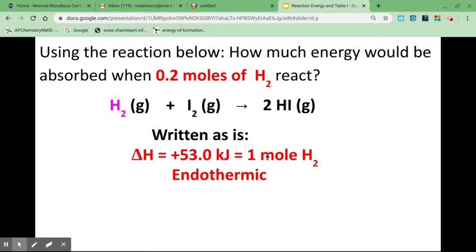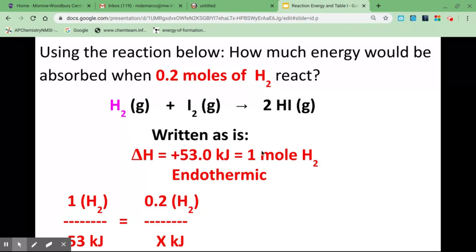So for 1 mole of H2 used, it's going to absorb 53 kilojoules of energy, making it endothermic. The question, though, says 0.2 moles. So now I set up my proportion. 1 mole gives me positive 53. I have 0.2 moles in my question. I solve for x. So cross multiply, solve for x. I get 10.6 kilojoules, which makes sense.